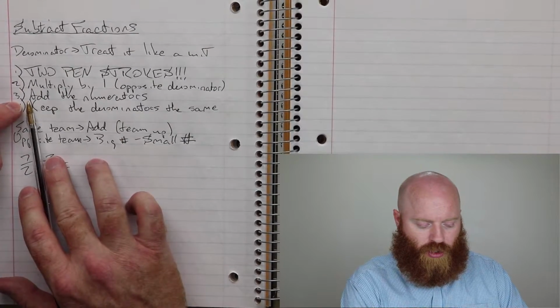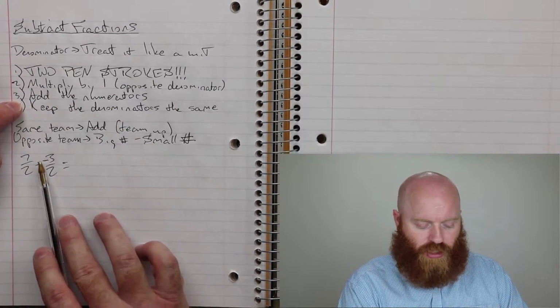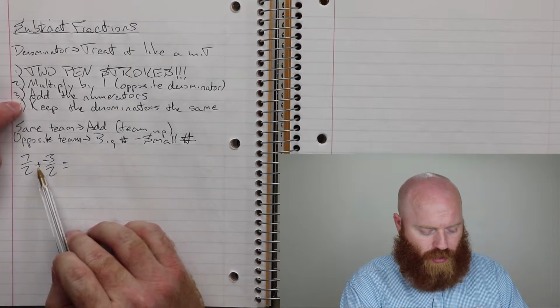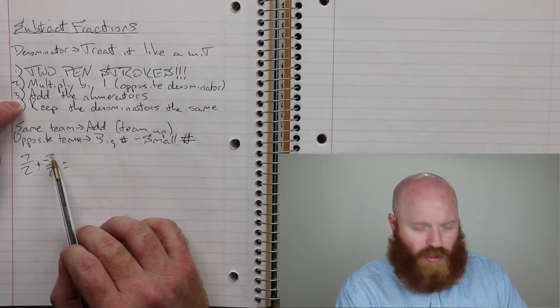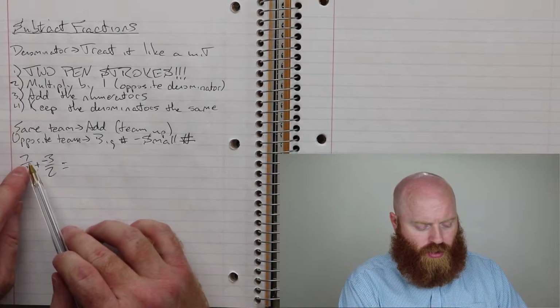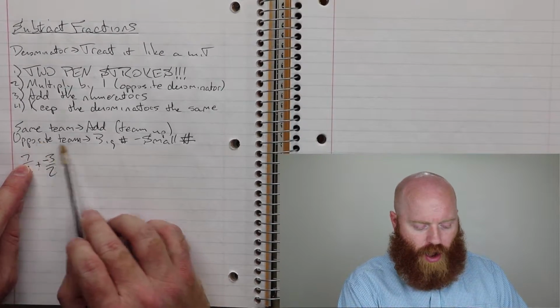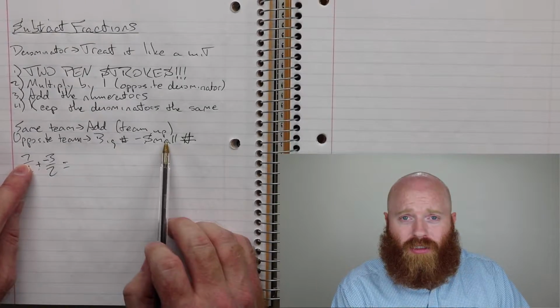So we're going to go straight to step number 3, add the numerators. Numerators are the number on top of the fraction bar. So 7 plus negative 3, I know from my adding integers video that I need to go to war, and if they're on the opposite team, I take the big number minus the small number.